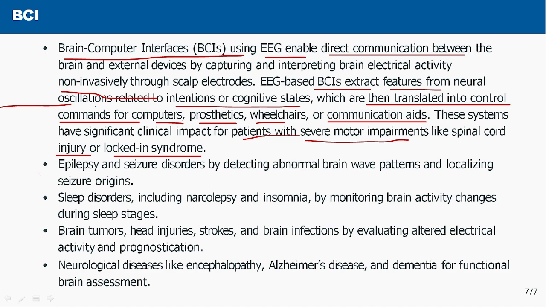Other cases like epilepsy and seizure disorders can also be detected through abnormal patterns of these EEG waves. Similarly, sleep disorders including narcolepsy and insomnia can be monitored by tracking brain activity changes during the sleep stages, and then treated. Similarly, brain tumors, head injury, strokes and brain infection also affect the normal brain electrical activity, so the waveforms will also degenerate.